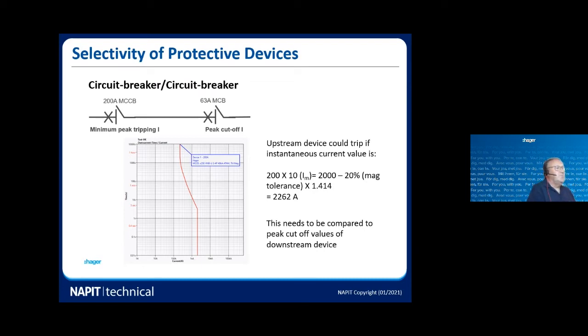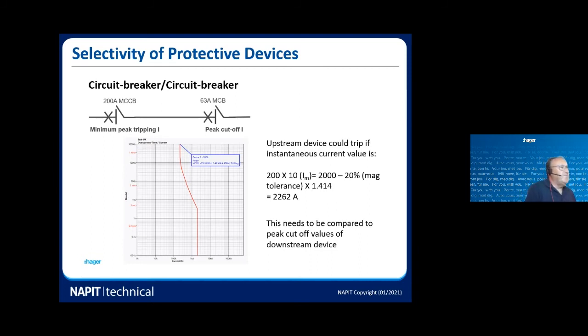1600 amps RMS will operate this 200 amp MCCB. Now, we don't need RMS, we need instantaneous values. So we also need a multiplication factor of the square root of 2, which is 1.414. After all that, the 200 amp MCCB would operate if it saw an instantaneous current value of 2262 amps. We need to remember this value and compare it with some information, again, given to us by the manufacturer of the downstream device.